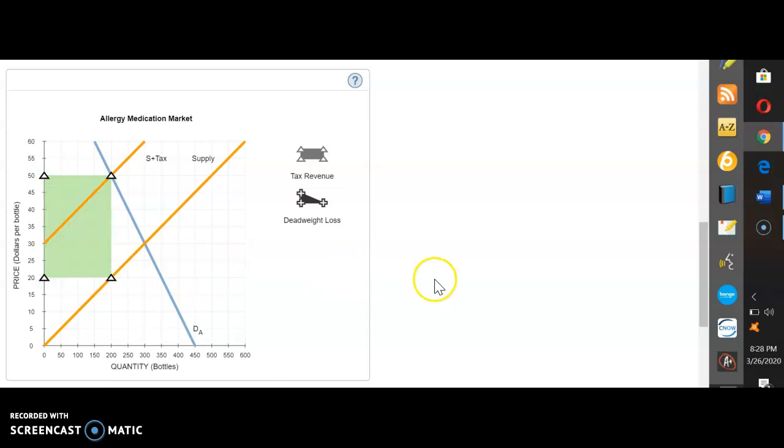There you go. Base times height. Of course, base is the 200 units produced. Height is the amount of the tax, 30 units, difference between 20 and 50. And there's our tax revenue.